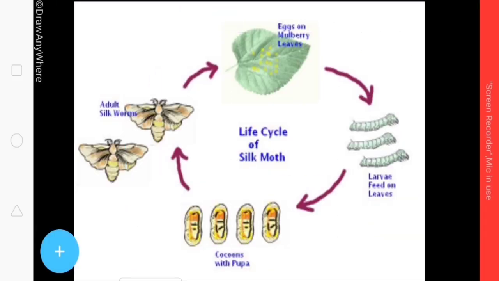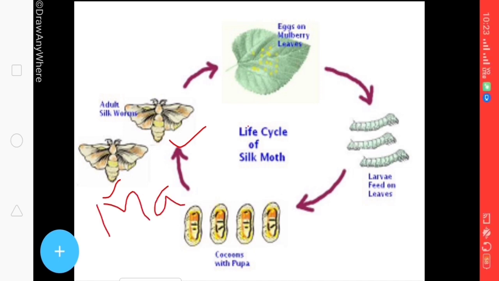Now let's study the life cycle of a silk moth, that means the life cycle of a butterfly. Here in this picture we can see two butterflies, two silk moths. One is small and the other one is bigger than the first one. What is the difference between the small and the bigger one? The small ones are male, M-A-L-E, and the bigger ones are female.